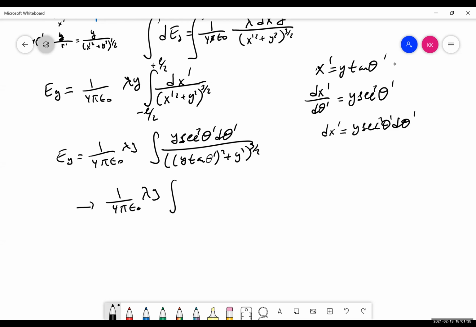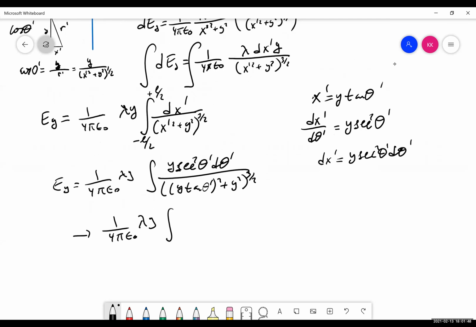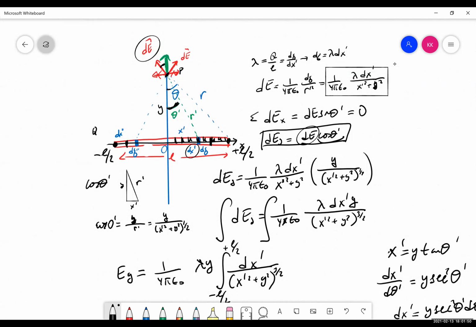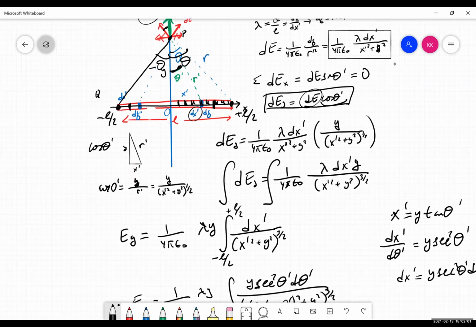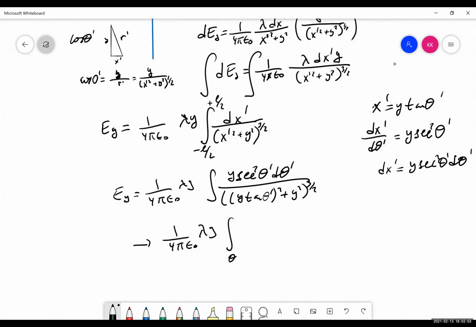By the way, now all I need to do is also change my limits with respect to that. That means when x is negative L over 2, what is theta? When x equals plus L over 2, what is theta? So basically, if you look back over here, instead of going from negative L over 2 to plus L over 2, we're going from here where this is negative theta to here where this is theta. That means if I'm doing that integral, it's going to be negative theta to positive theta.